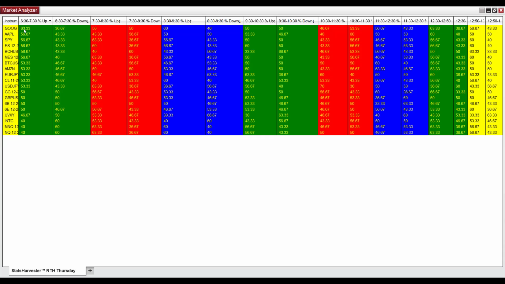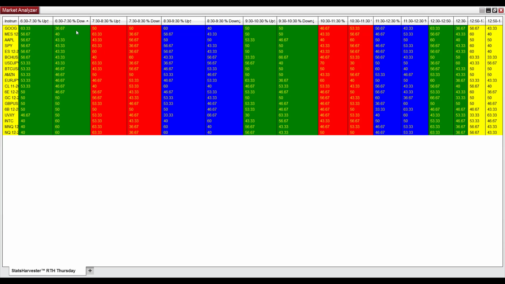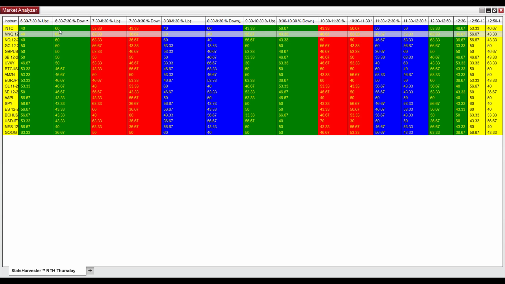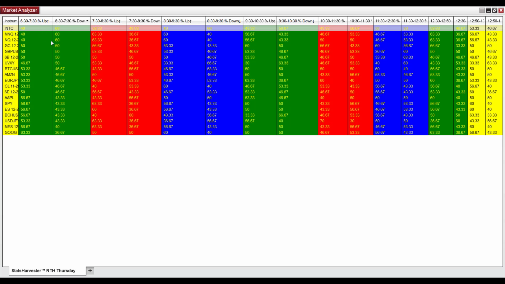Then on the potential short side between 6:30 and 7:30 Pacific Standard Time again, I have 3 potential trades, which as you can see, INTC, that's Intel, MNQ, that's the mini NQ, and NQ, those are the futures. I would do this for each column.